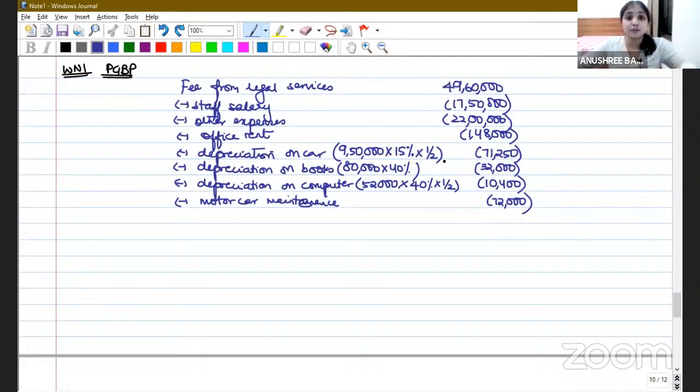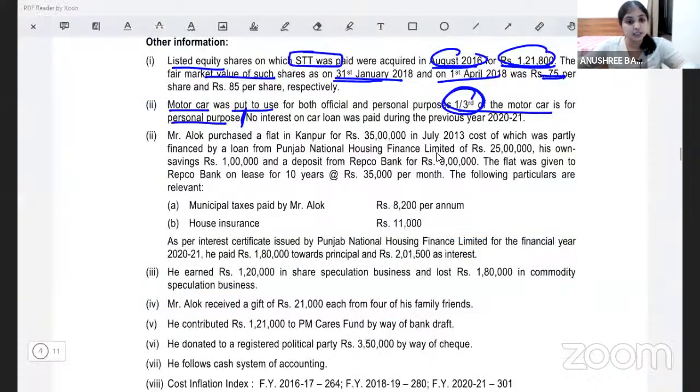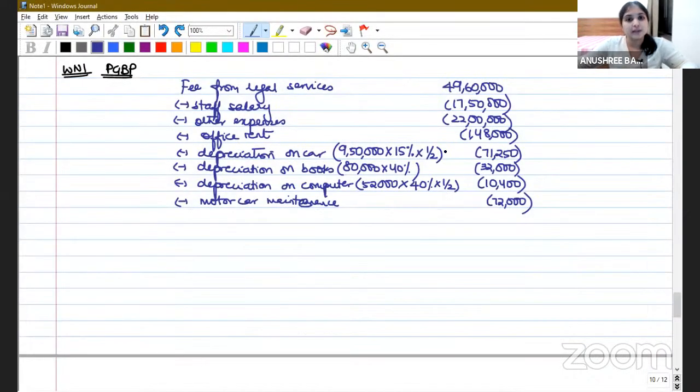This is the kind of correction I was telling you may be possible. I was telling you, right? There may be some adjustments which you may have to redo. These are the kind of adjustment I was talking to you about. So 1/3 is being used for personal purpose. So I will subtract only 2/3. Right? Even motor car maintenance and depreciation on car. These are the only two expenses relating to car. So both these expenses, we will subtract only 2/3.